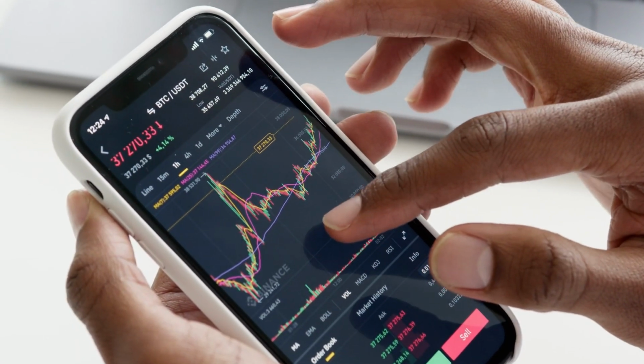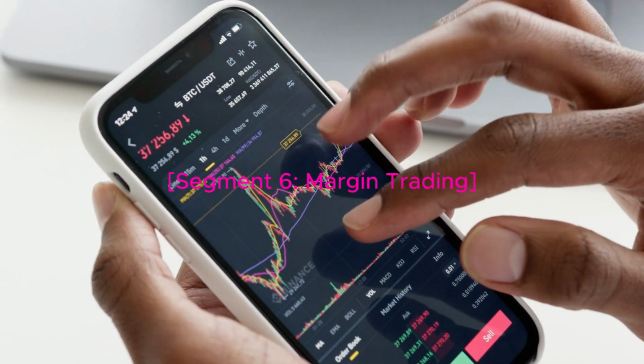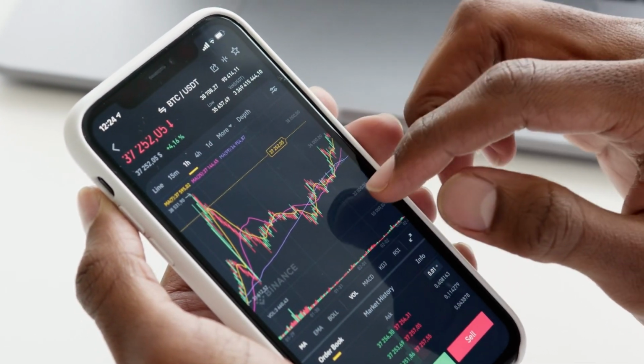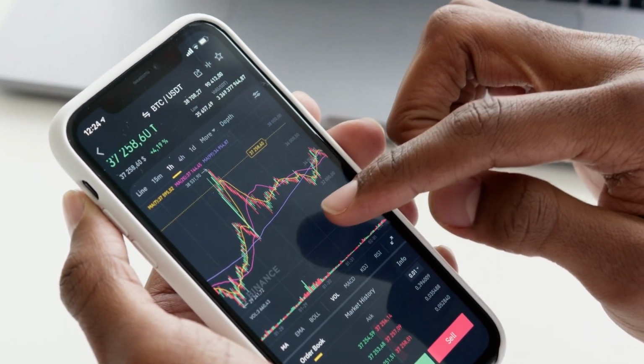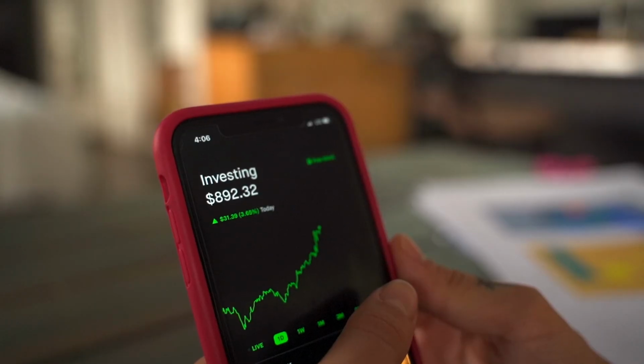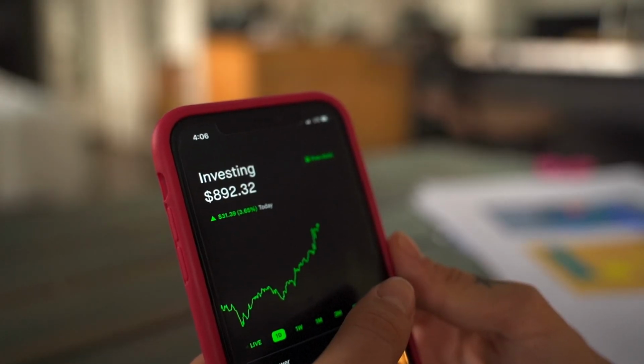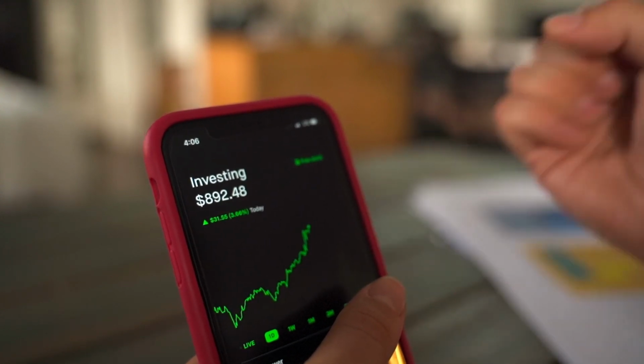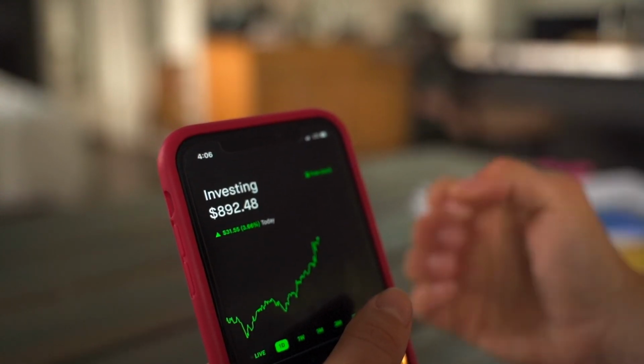Let's move on to strategy number 6, margin trading. Margin trading enables you to borrow funds to increase your trading position. While it can amplify profits, it also magnifies losses, so it's crucial to understand leverage, risk management, and only use funds you're comfortable with losing.